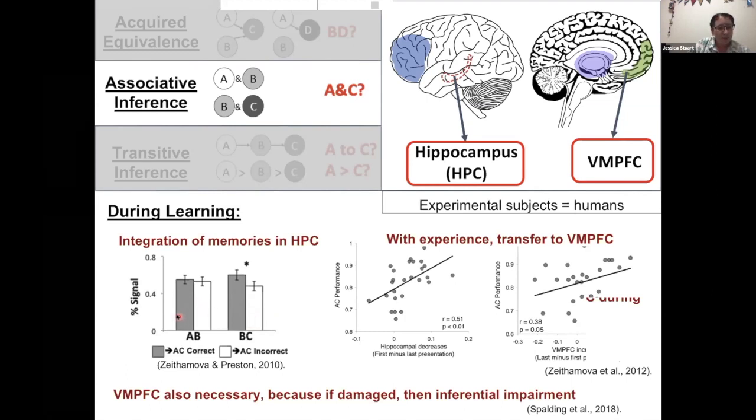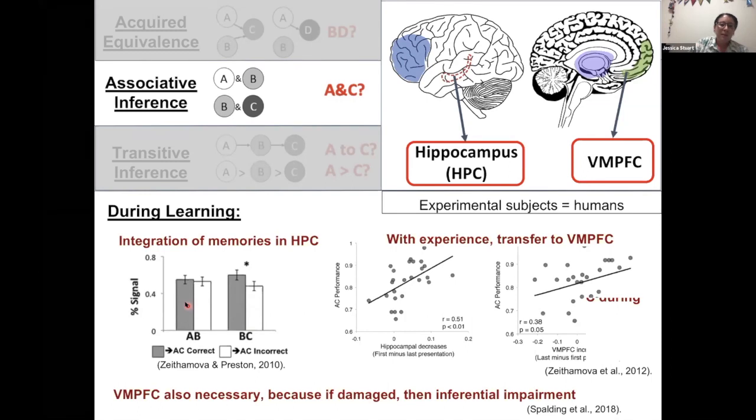that, if you look at the graph on the bottom left, the dark bars are the situations where the participants would go on to make a correct inference, and the light bars are the ones where they'll go on to not make a correct inference or generalization. And what she found was that during the AB phase, when they first learned something, hippocampal activity would not predict whether or not they're going to make a correct inference.